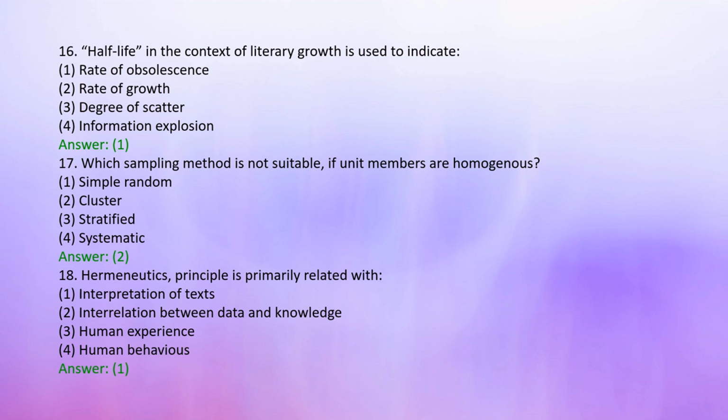Number 17. Which sampling method is not suitable if unit members are homogeneous? Options are simple random, number 2 cluster, number 3 stratified, and number 4 systematic. Correct answer is cluster.